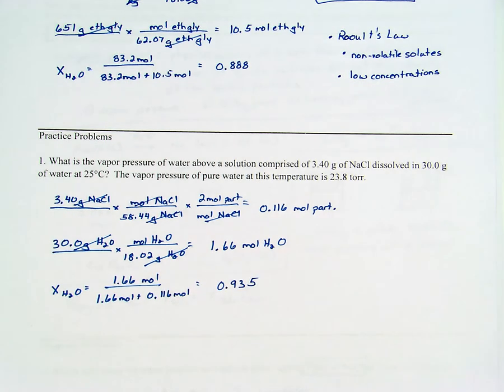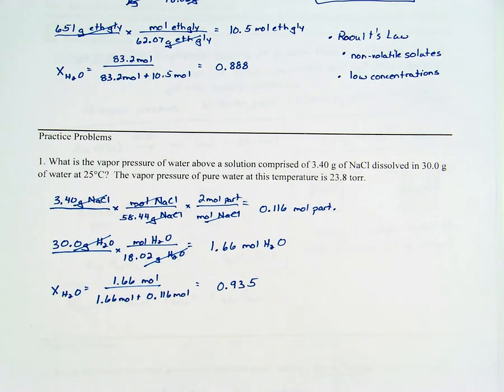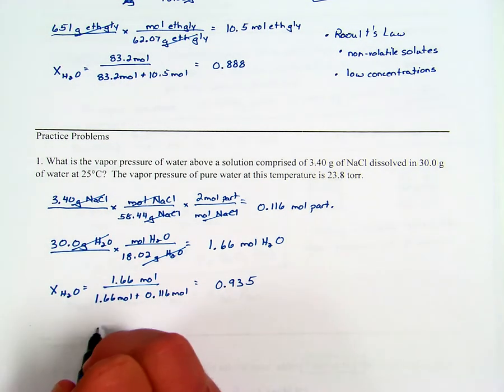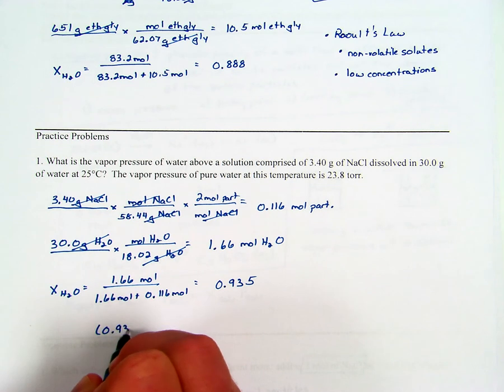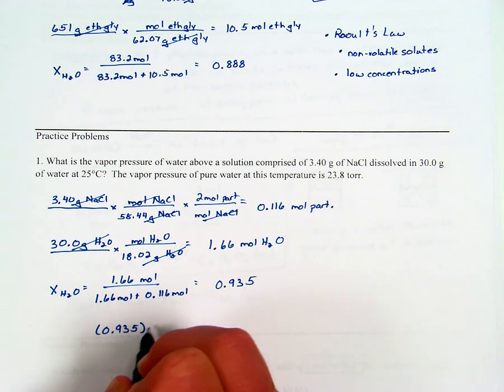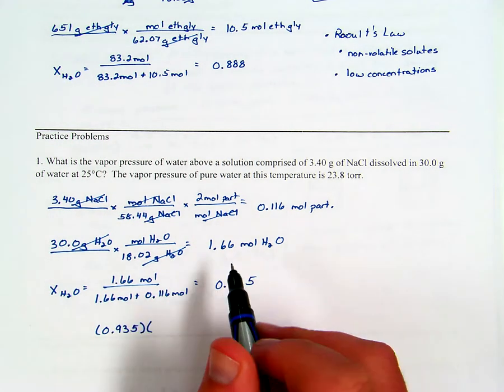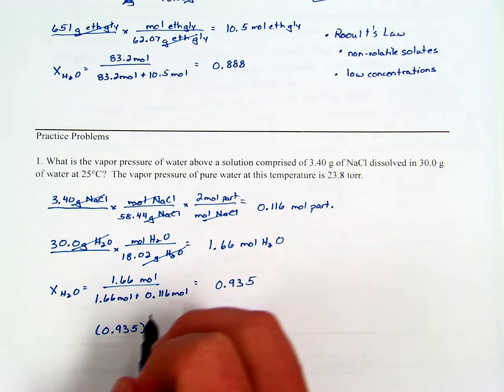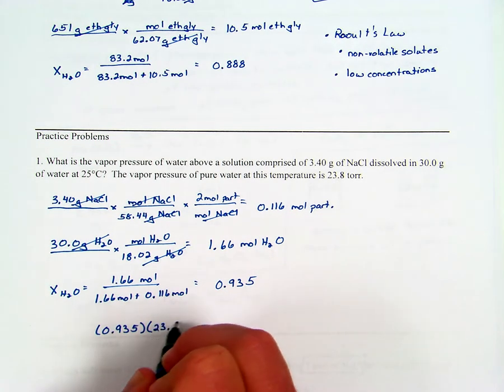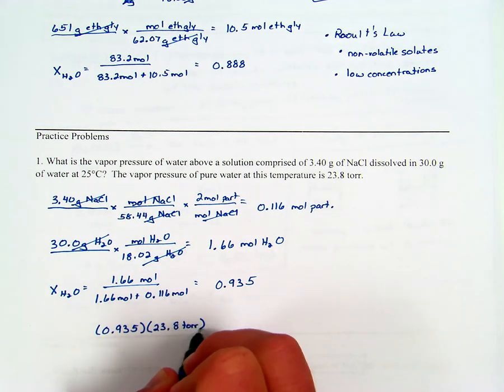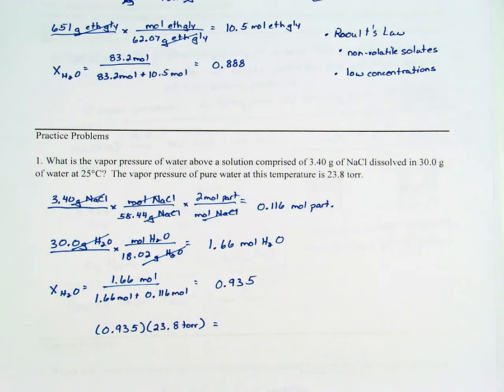So to find the vapor pressure of the water, I will take 0.935 times the vapor pressure of pure water at that temperature, 23.8 torr. And it looks like I'm going to get 3 sig figs. 0.935 times 23.8, I get 22.3 torr. And there you have it.